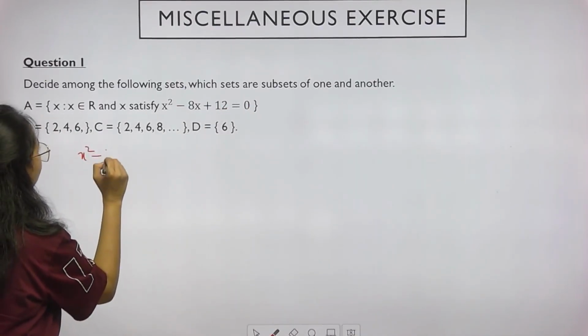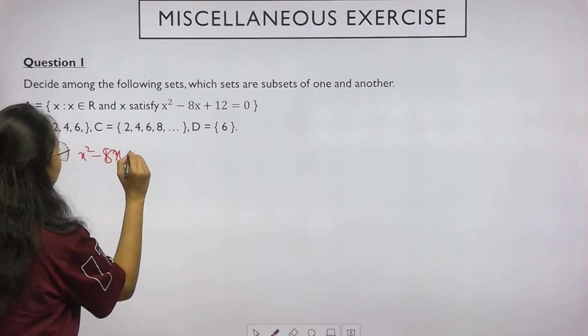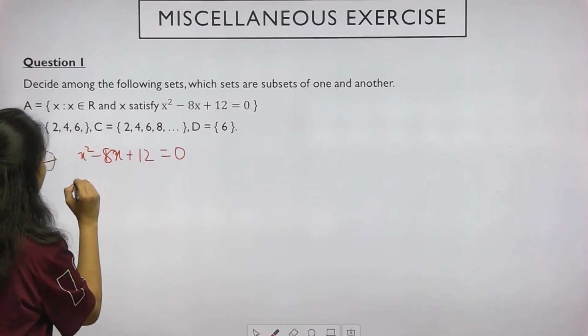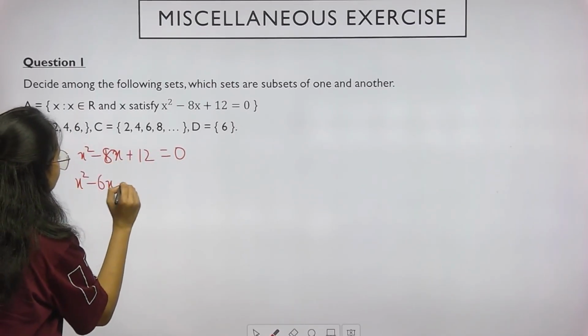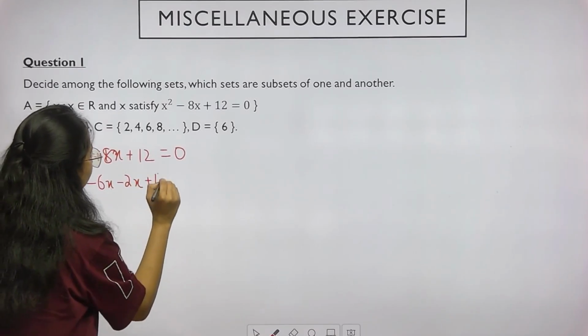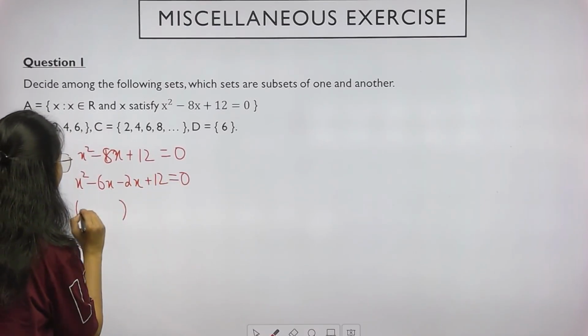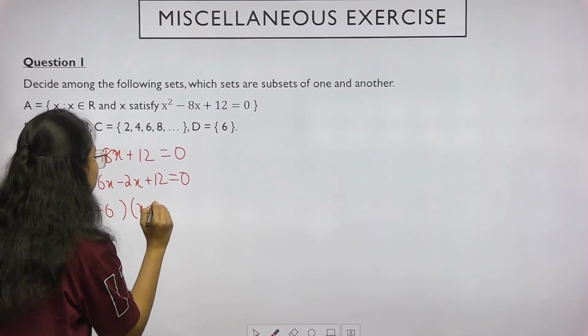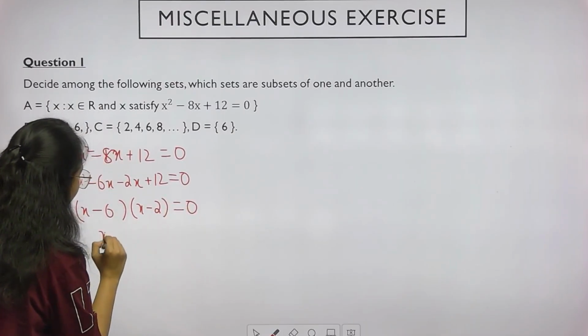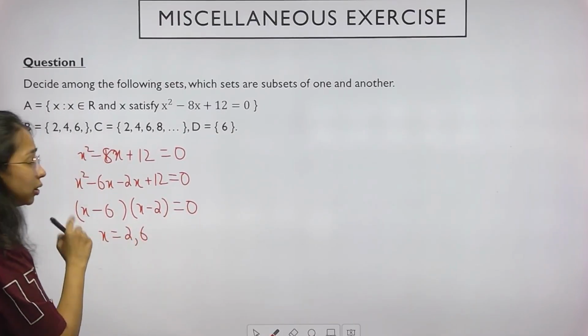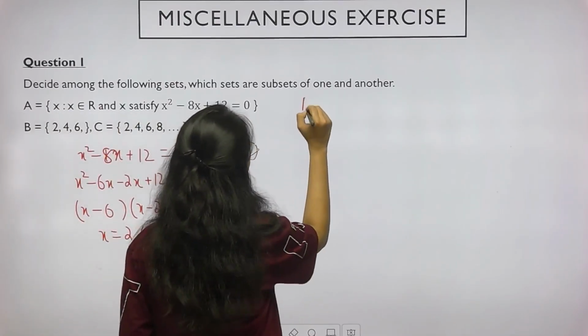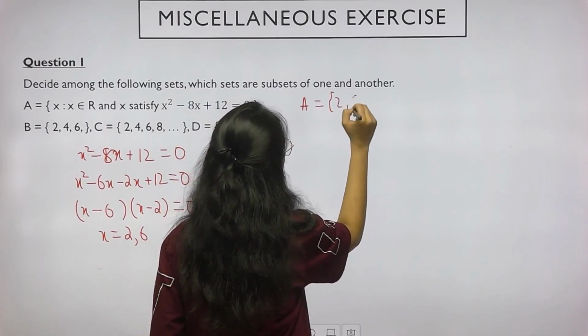We have x square minus 8x plus 12 is equal to 0. Now this becomes x square minus 6x minus 2x plus 12 is equal to 0. Now we have (x minus 6) into (x minus 2) is equal to 0. So now we have two values of x and those are 2 and 6. So set A becomes curly bracket 2, 6.